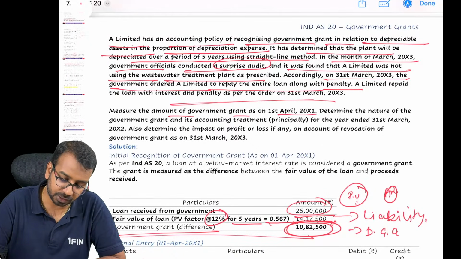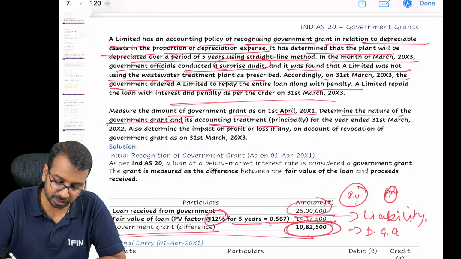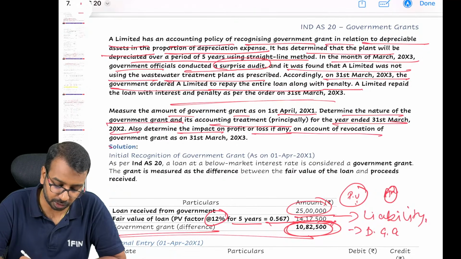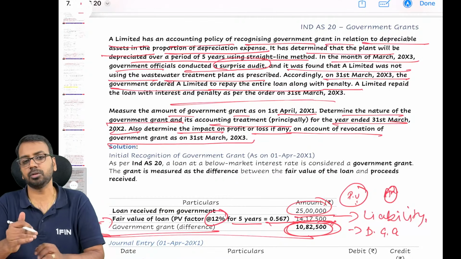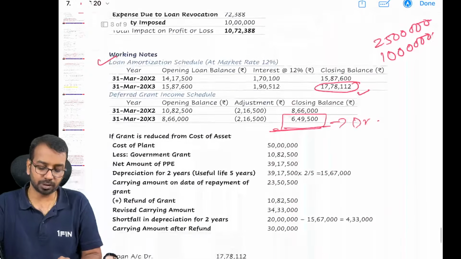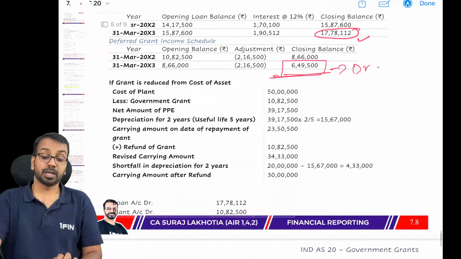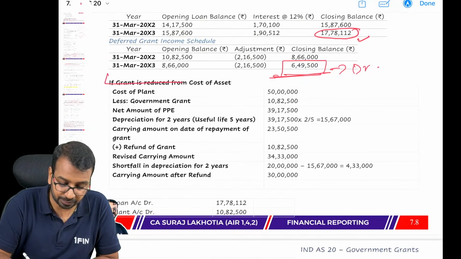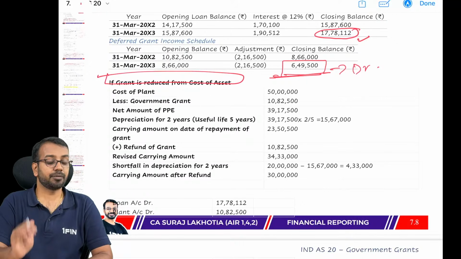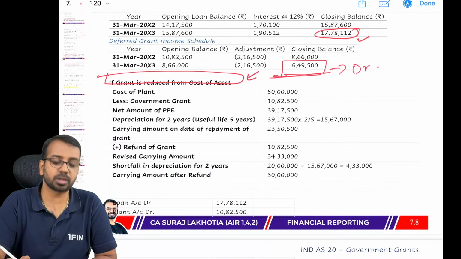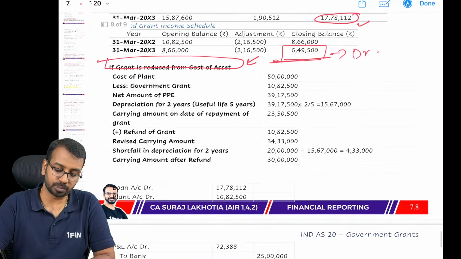Measure the government grant on 1st of April, determine the nature of government grant and its accounting treatment for the year ended 31st March. Also determine the impact on P&L on account of revocation of government grant. So whenever the grant is revoked, whatever is the impact that we have computed. Now in the same case, if I have given an alternative treatment, if the grant is reduced from the cost of the asset, then how should the treatment be done?